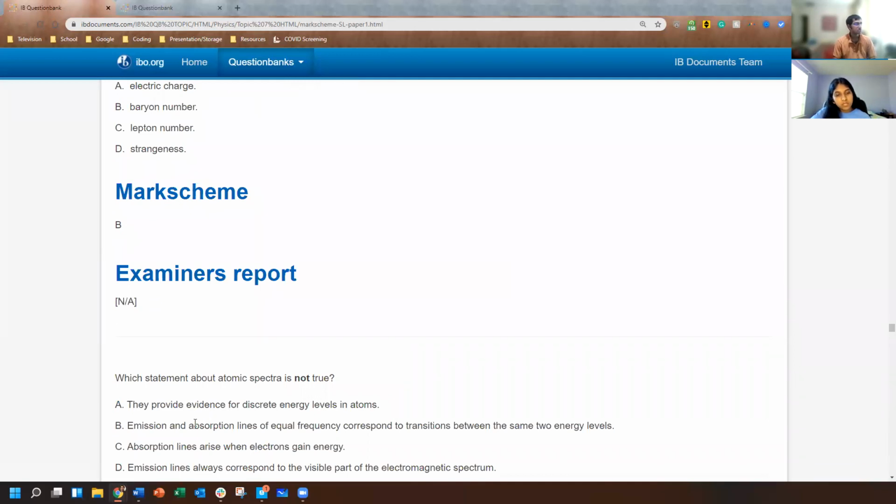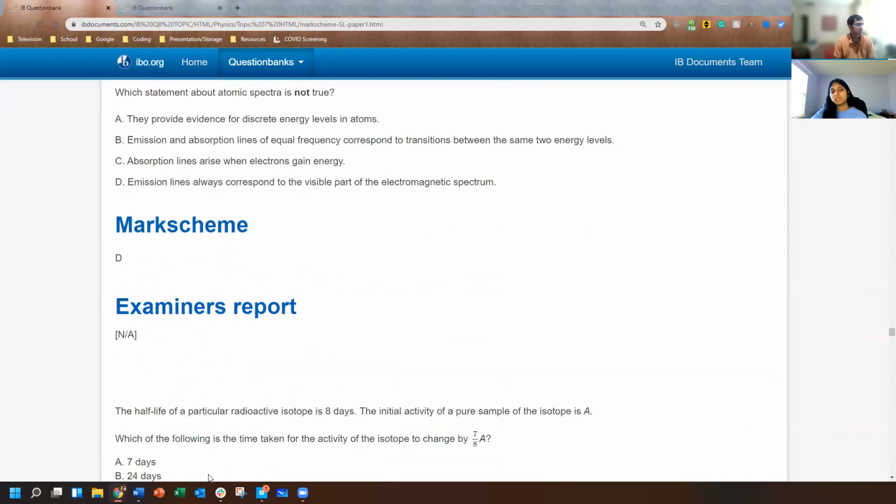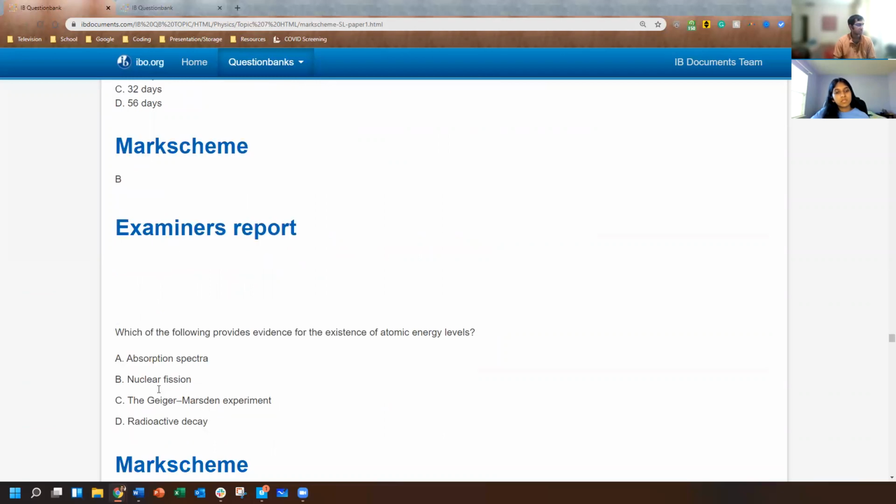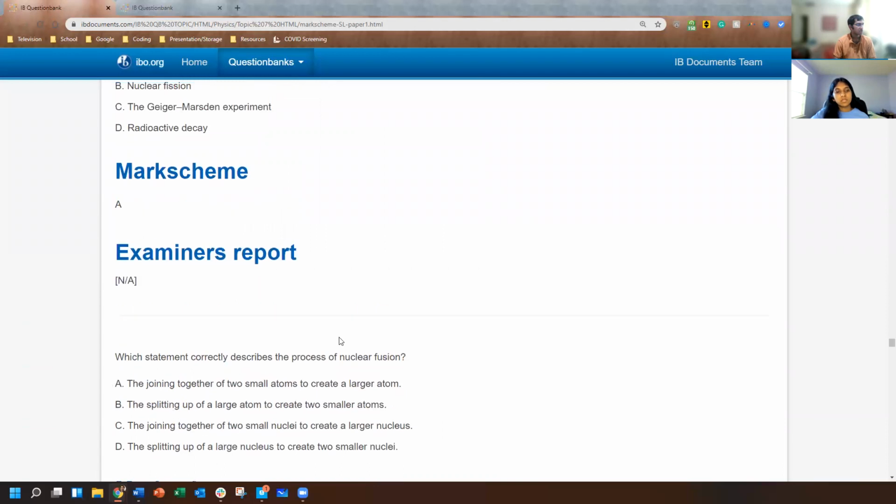Yeah. Which statement about atomic spectrum is not true? D. This one? Yeah. All right, we've done these. Okay. Atomic energy levels, we've done this. Nuclear fusion is the joining of 2 small nuclei to create a larger one.